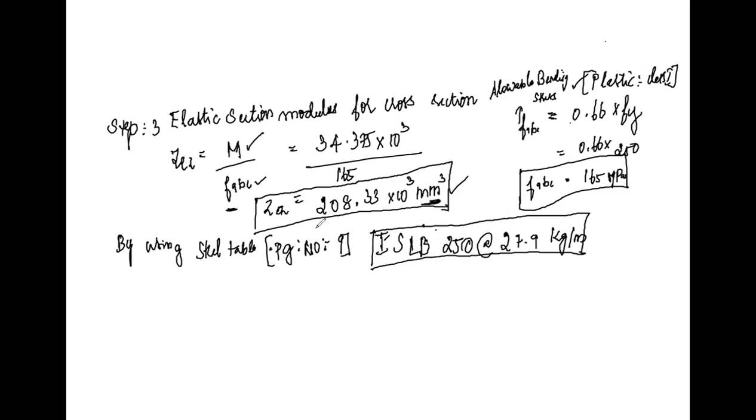So by knowing this section modulus, see which value is nearer. The section modulus in our code book which is closely nearer to this one, we should take that value. So I choose this section.